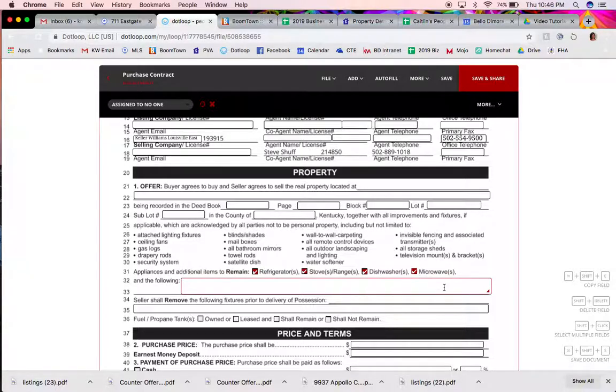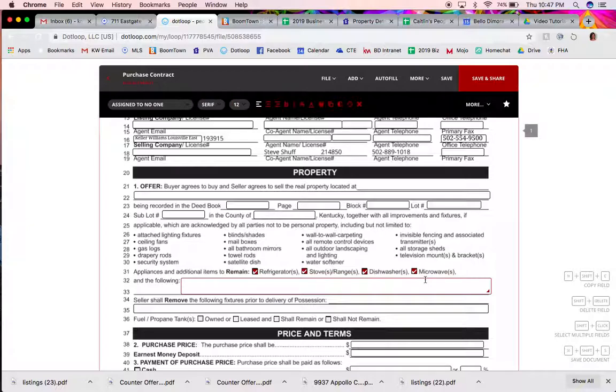Now, if you are representing the seller and you see this come in, you'll notice that there is a parenthesis S on the ends of these, which means if they have a garage fridge and a kitchen fridge, both of those are required to stay. Or if they have a kitchenette in the basement with multiple sets of appliances, those are required to stay because of that plural right there on the end. So make sure that is crystal clear to your sellers when you are presenting an offer.